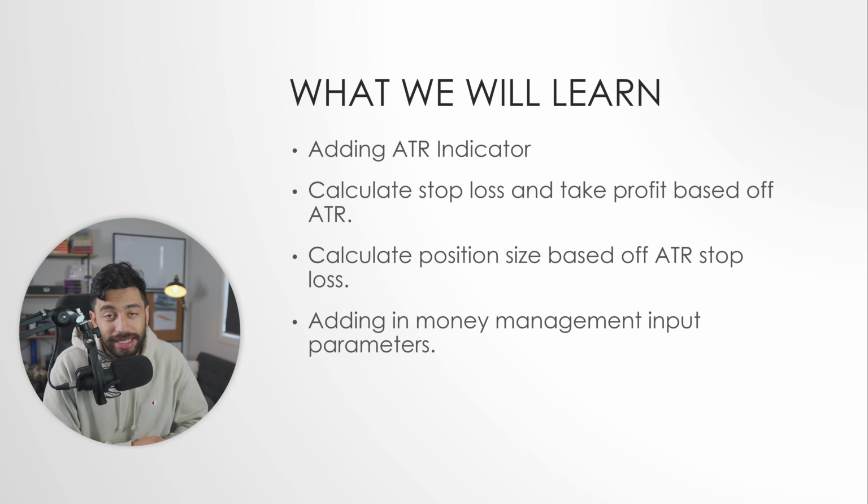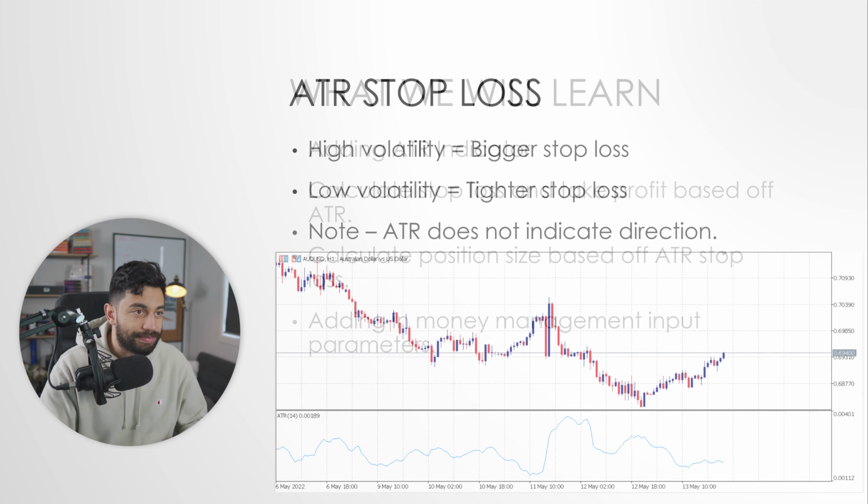Well, we are going to be adding in the ATR indicator into our expert advisor, of course, on MetaTrader 5. Again, if you haven't watched those previous videos, then I do recommend watching those because then you'll be able to get up to speed to where we're up to today. So with the ATR indicator, we're going to be able to calculate our stop loss and take profit based off the ATR. And this is what is called a volatility adjusted type of money management system. From there, with our stop loss, we can then calculate our position size. And of course, we're going to be adding in inputs so that the user can adjust their inputs based on their risk tolerance.